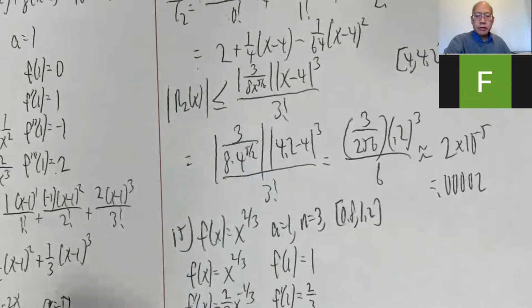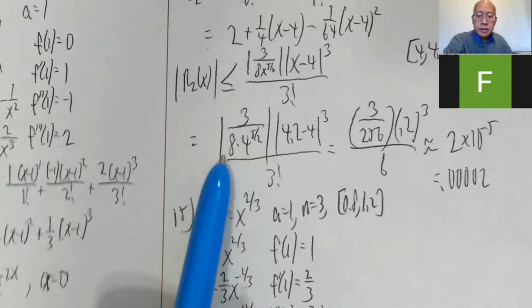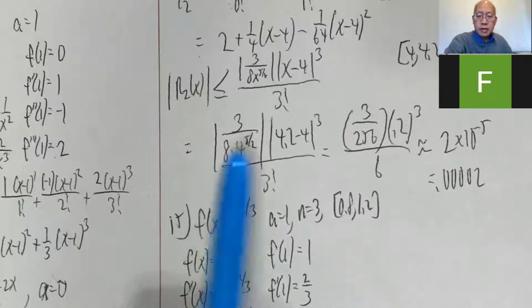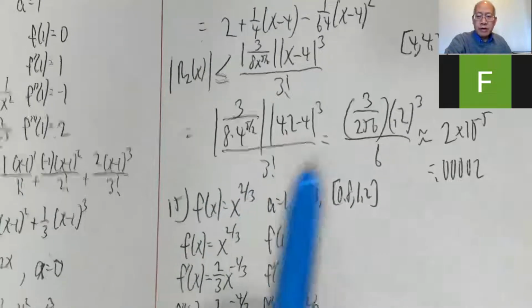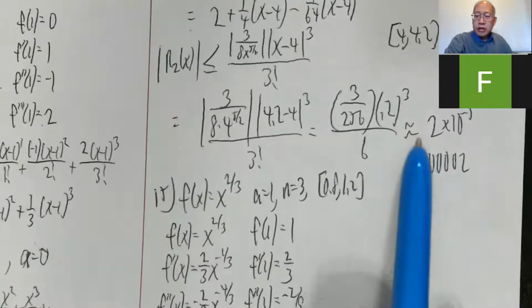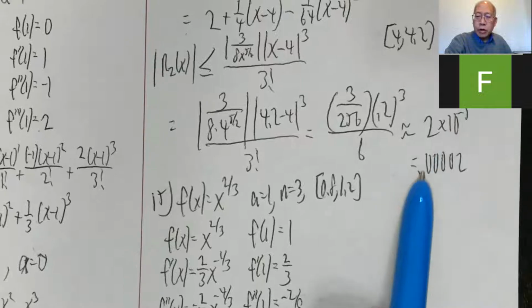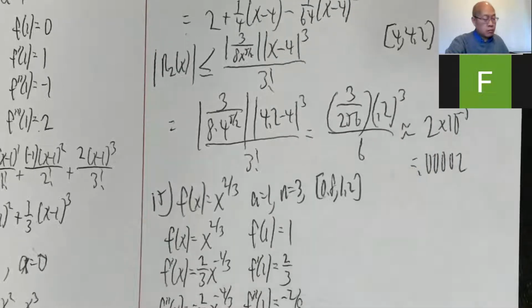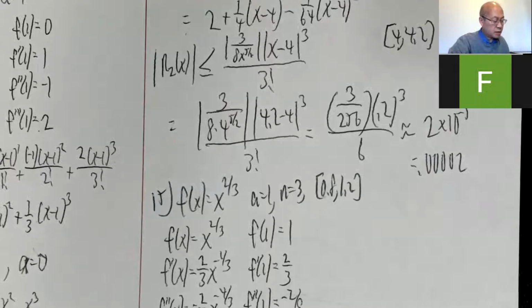Then it's just calculating. Okay, this comes out to be what, 3 over 256, I guess. And that's 0.2 cubed divided by 6. And that's roughly 2 times 10 to the negative 5, or 0.00002. Okay, so that's my answer. 0.00002 in this particular case.